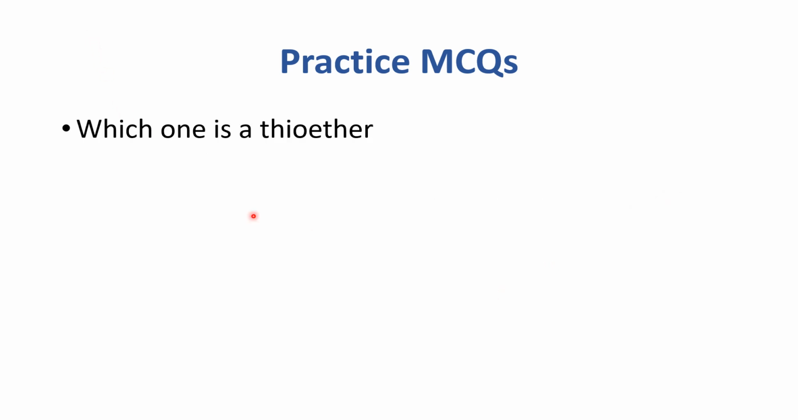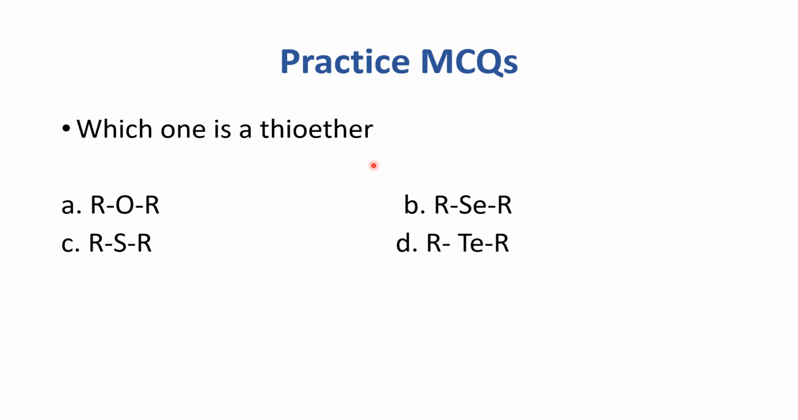The next question is which one is a thioether? ROR, RSER, RSR, RTER. And the correct option is RSR. फिर थायो जो वर्ड है वो सल्फर के लिए यूज होता है और ईथर में हम दोनों साइड्स पे अल्काइल ग्रुप्स ऐड कर रहे होते हैं.